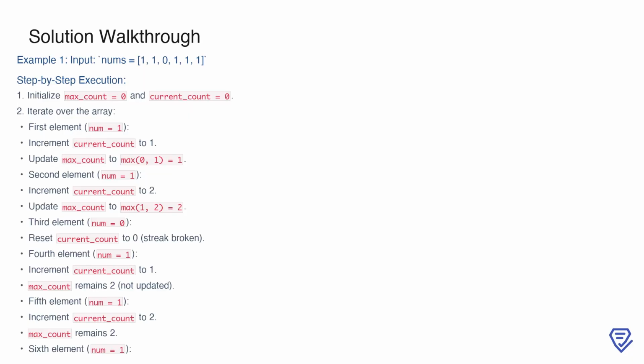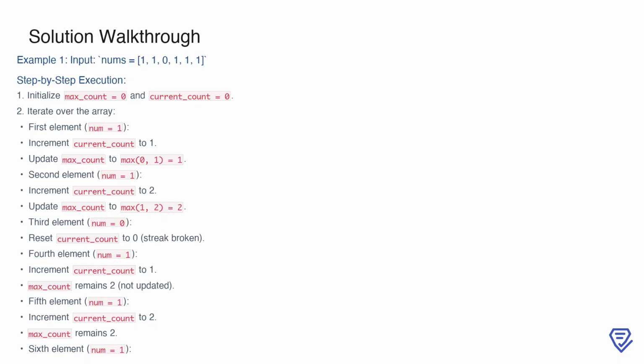To solve this problem, we start by looking at the input array nums equals 1, 1, 0, 1, 1, 1. The goal is to find the maximum number of consecutive ones in this array. First, we initialize two variables. Max_count is set to 0 to track the highest count of consecutive ones found so far, and current_count is also set to 0 to keep track of the current streak of ones. We then iterate through each element in the array.